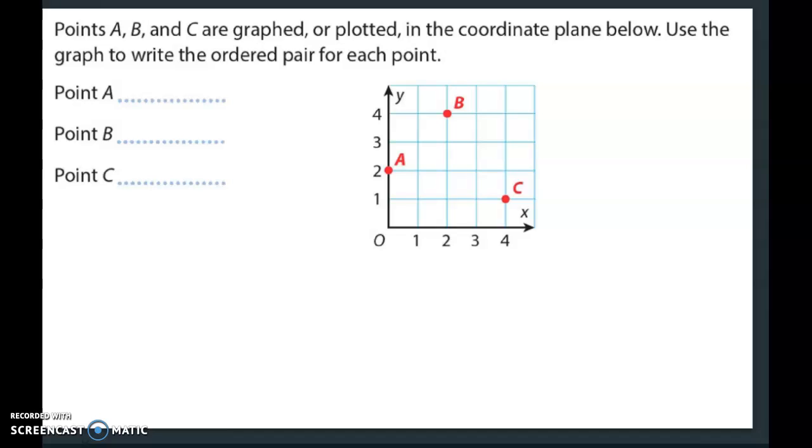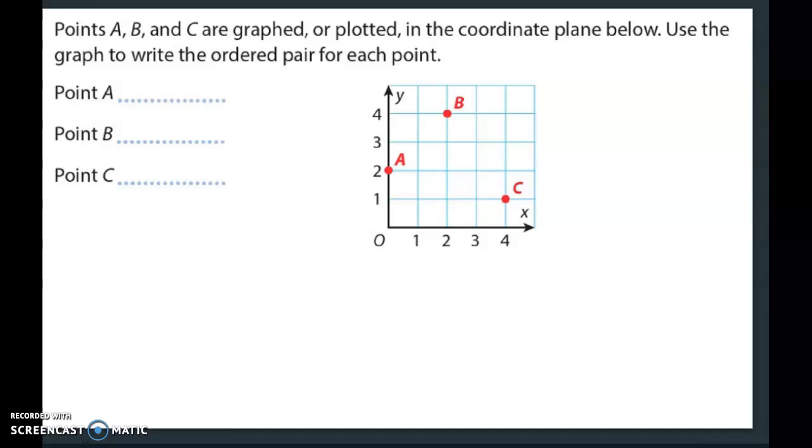All right, you guys did this slide before, but I just wanted to go over it to see if you got your answers right. So it says points A, B, and C are graphed or plotted in the coordinate plane below. Use a graph to write the ordered pair for each point. Remember, the first number is your x-axis. So think about how many times you go over to meet that point.